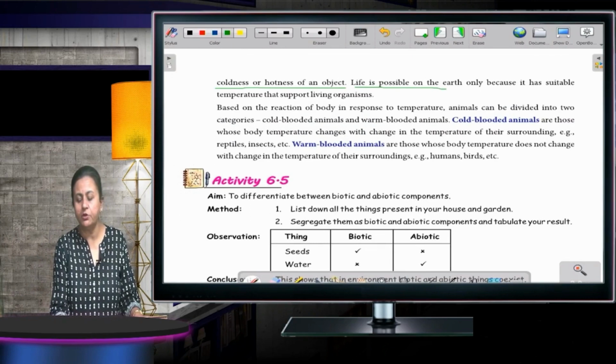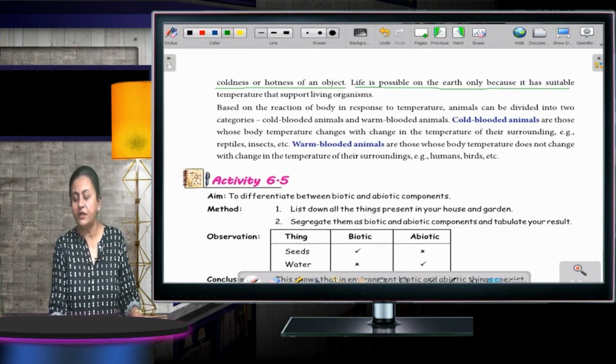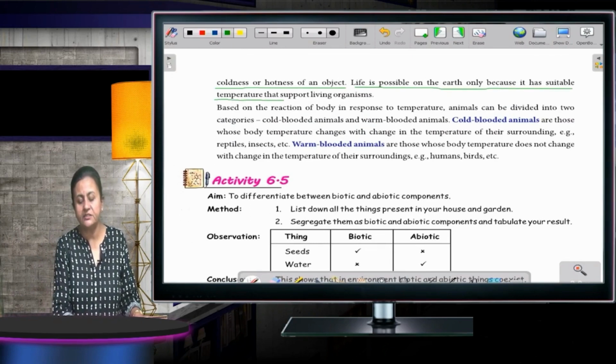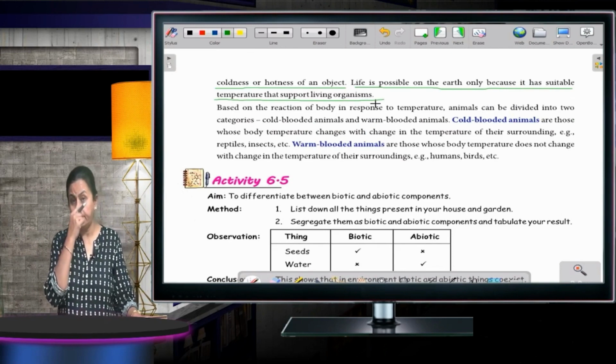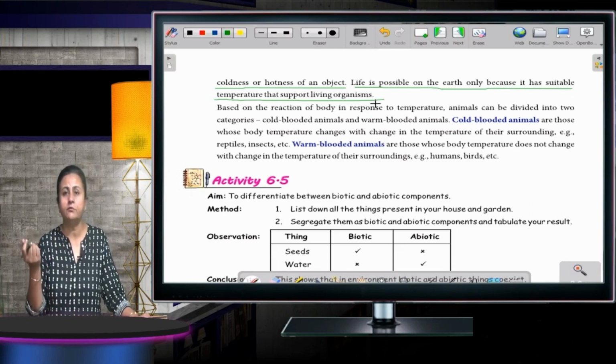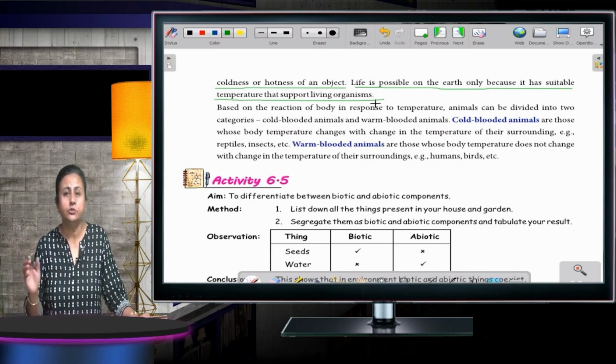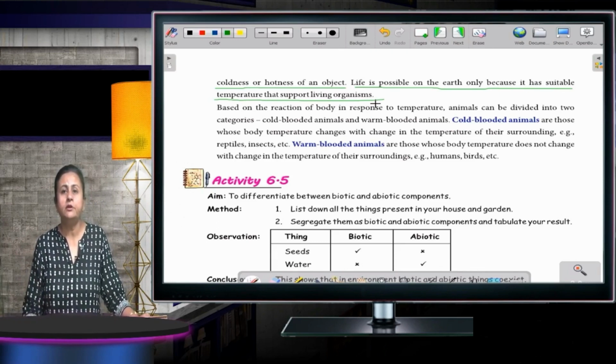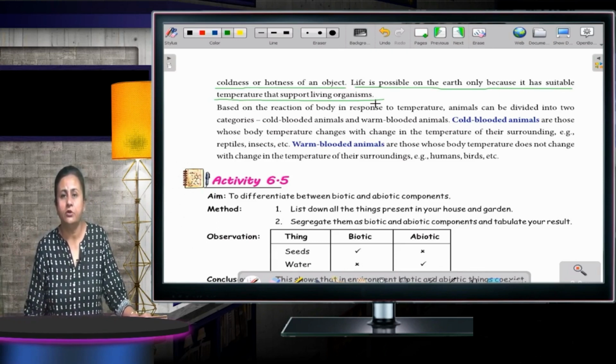Life is possible on the earth only because it has a suitable temperature that supports living organisms. In case the earth would have been a very hot place, we would not be able to live. Or if the temperature of the earth was quite low, then also life would not be possible. It is due to the proper suitable temperature that life sustains on earth.